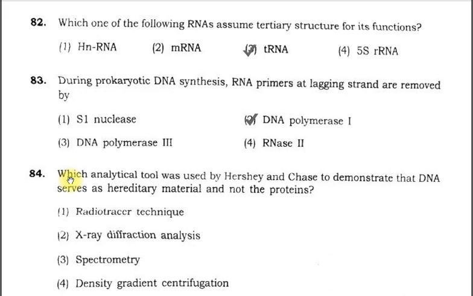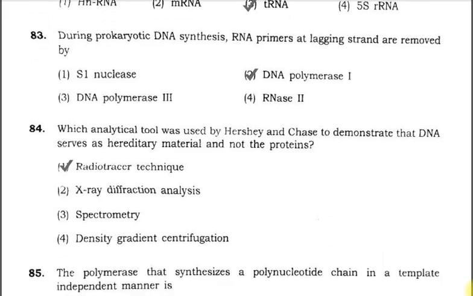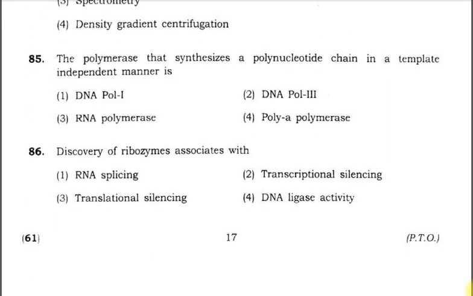Question number 84. Which analytical tool was used by Hershey and Chase to demonstrate that DNA serves as hereditary material and not the protein? The options are 1, radio tracer technique. Number 2, X-ray diffraction analysis. Number 3, spectrometry. And number 4 is density gradient centrifugation. So here the correct option is number 1, the radio tracer technique. They used the radioactive sulfur and phosphorus in the experiment.